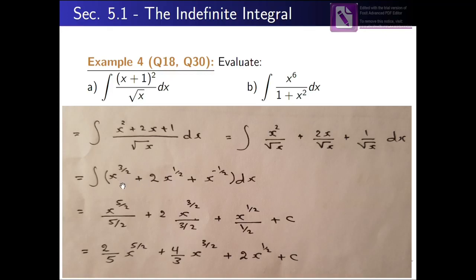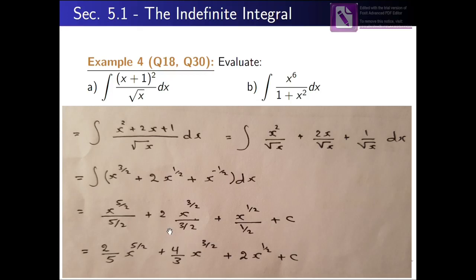The integral of x power 3 over 2, so we'll add 1 to the power, so it will be 3 over 2 plus 1, which is 5 over 2. We divide by the new power, which is 5 over 2, plus 2 is a constant. Integral of x power half, so we'll add 1, half plus 1 will give us 3 over 2. So here we have x power 3 over 2, we divide by the new power, which is 3 over 2, plus. Here we have x power minus half, so the integral will be minus half plus 1, which is half. So x power half divided by half, then we add the constant c.